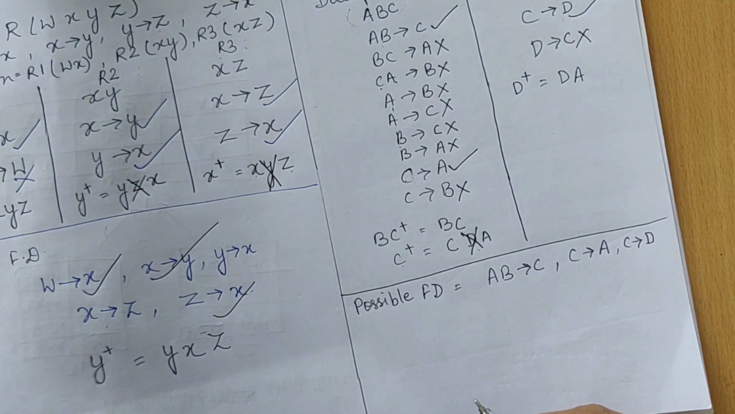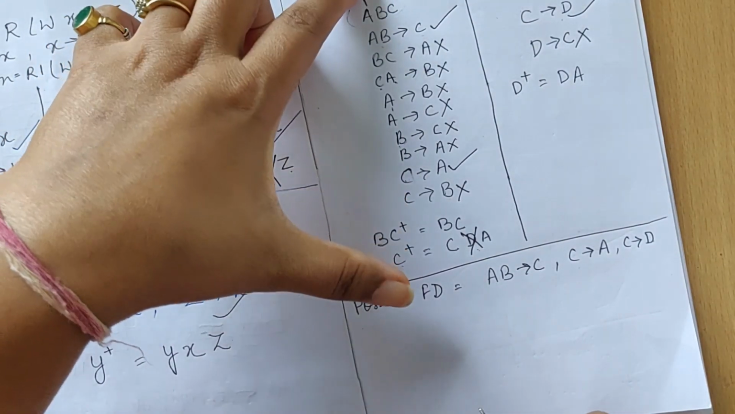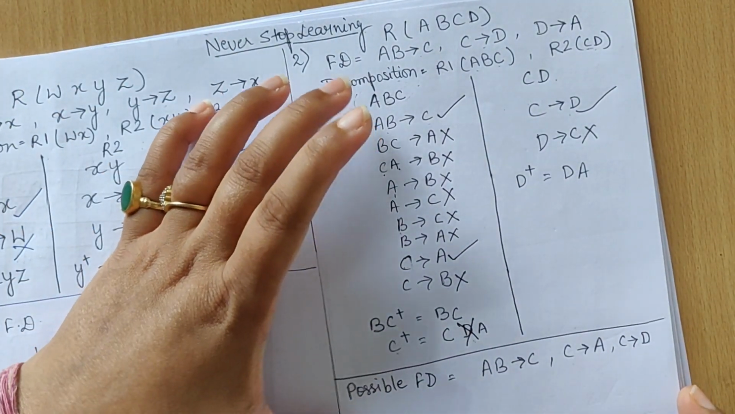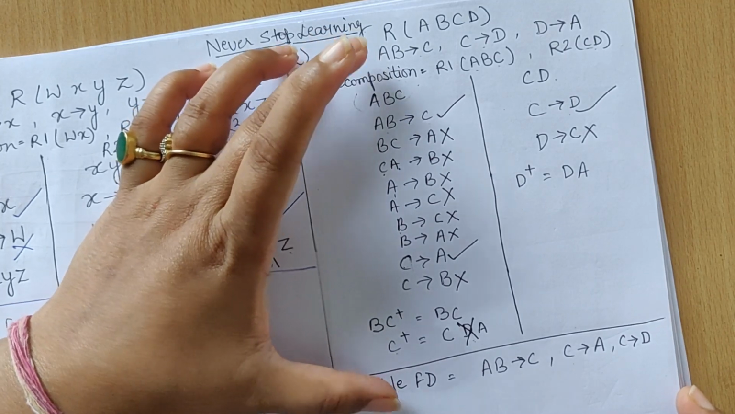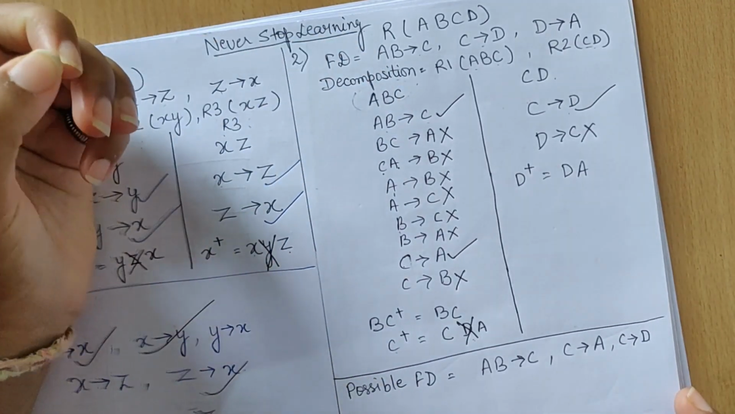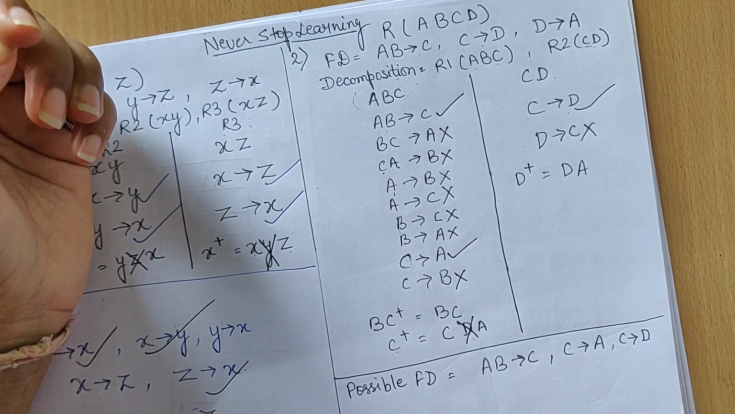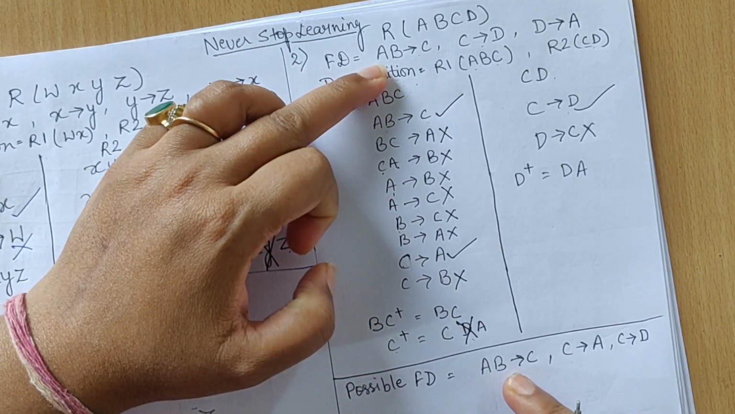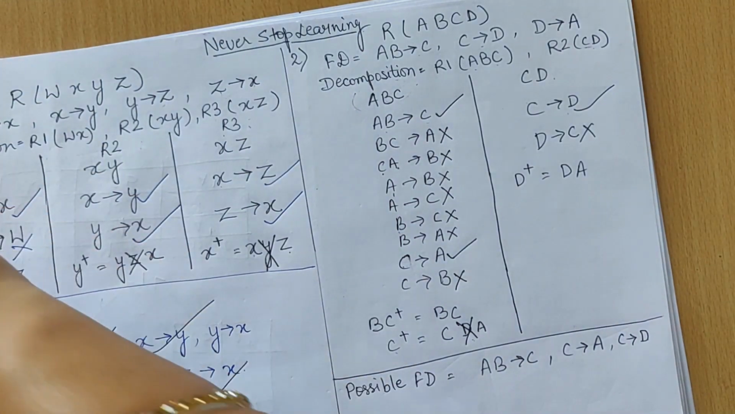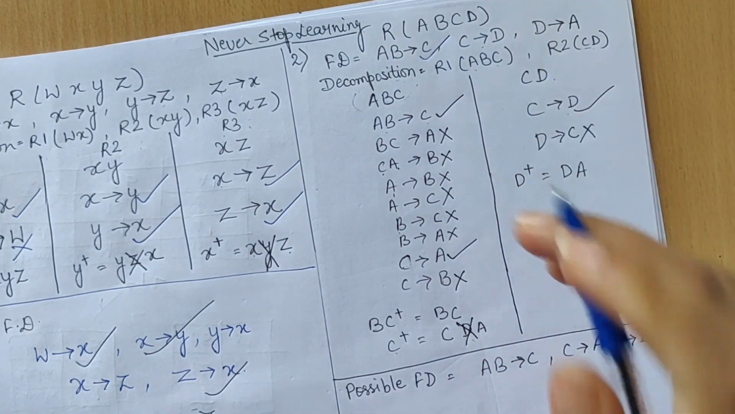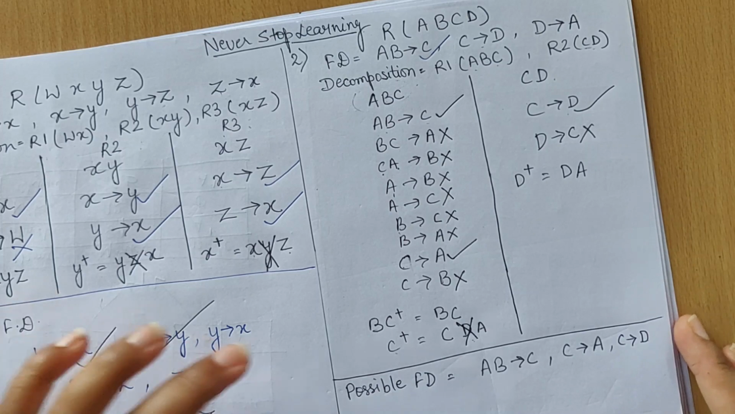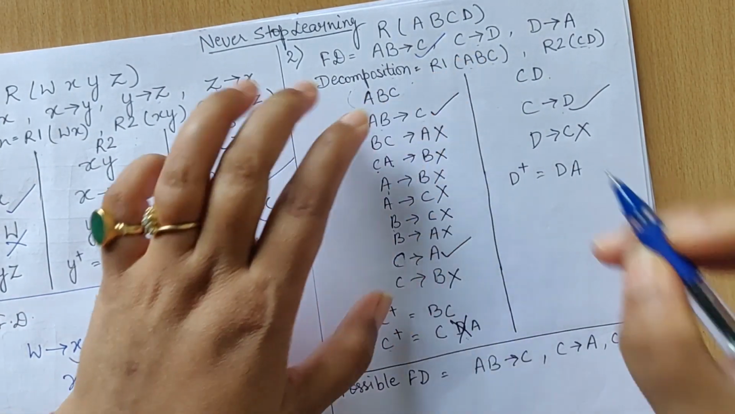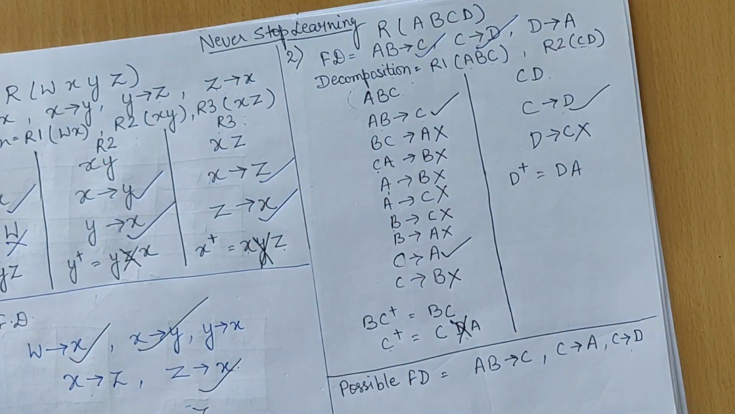Now what we have to do is check with the original functional dependencies. If both are equal, then we will say that this decomposition is dependency preserving. Now if you can see, AB determines C, I can get directly, right? So this dependency holds true. Next, C determines D. This is also directly present, so this is also preserved.